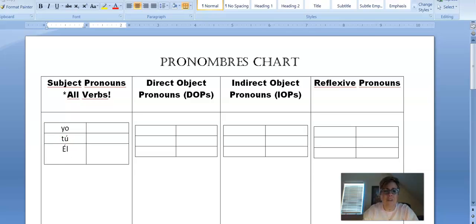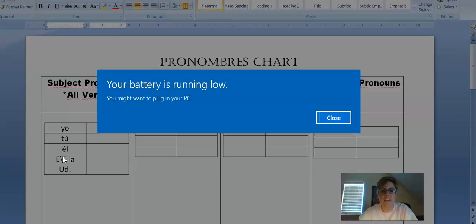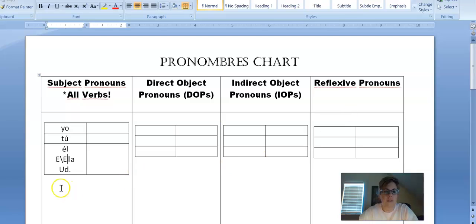And then down here there was a lot. We had él, ella, and usted. Remember, there's the abbreviation for usted. And they kind of all go together. So it's he, she, and you formal. Okay? He, she, and you formal. Okay, and over here, that's your singular side of the chart. The singular side of your chart.